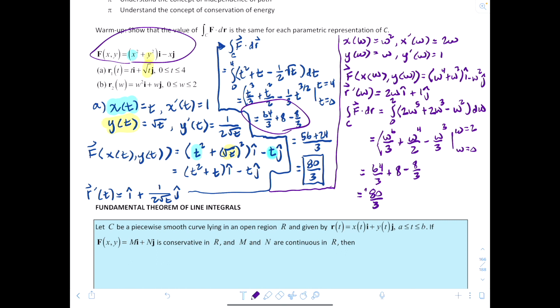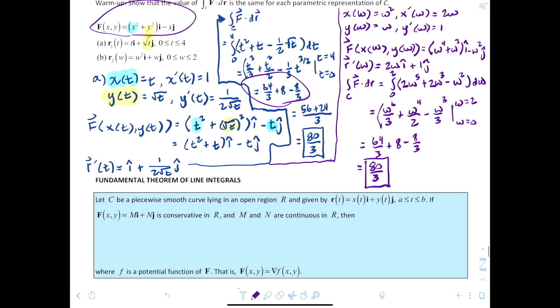Groovy? All right, so what did that teach us? It taught us that you can set the parameter. As long as you adjust your interval for t, or whatever parameter you choose to use, you'll be good. Personally, I think the purple one was a little easier to evaluate, but neither one of them was bad.